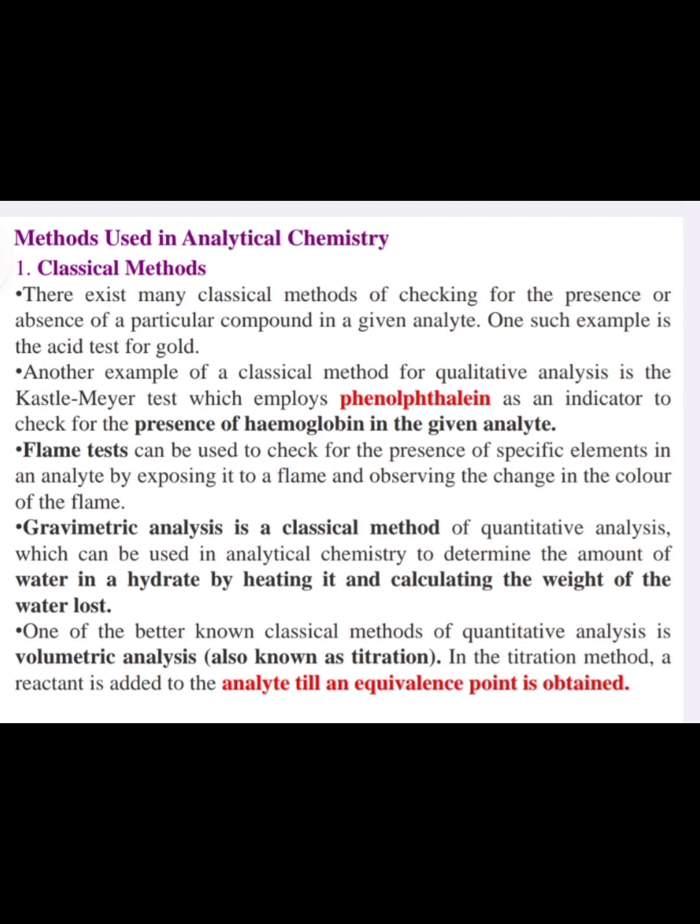In the titration method, a reactant is added to an analyte until an equivalence point is observed. Here the reactant is added until we get the stoichiometric point or equivalence point, and the analytical process ends, and it gives the equivalence point as a result and as an endpoint.